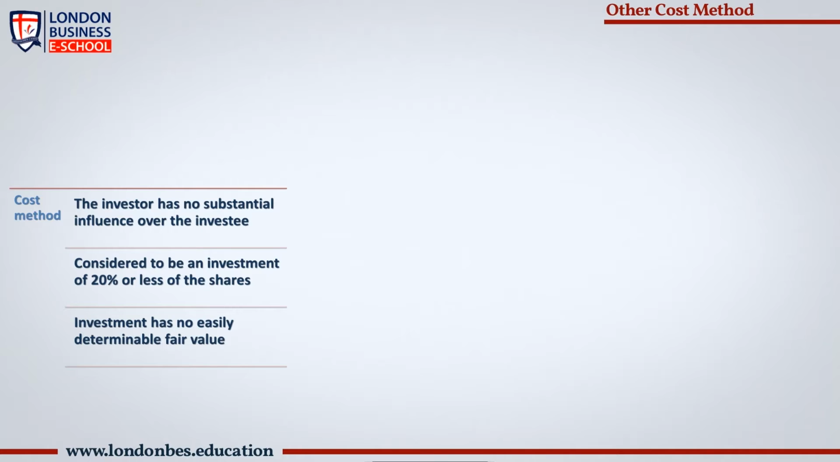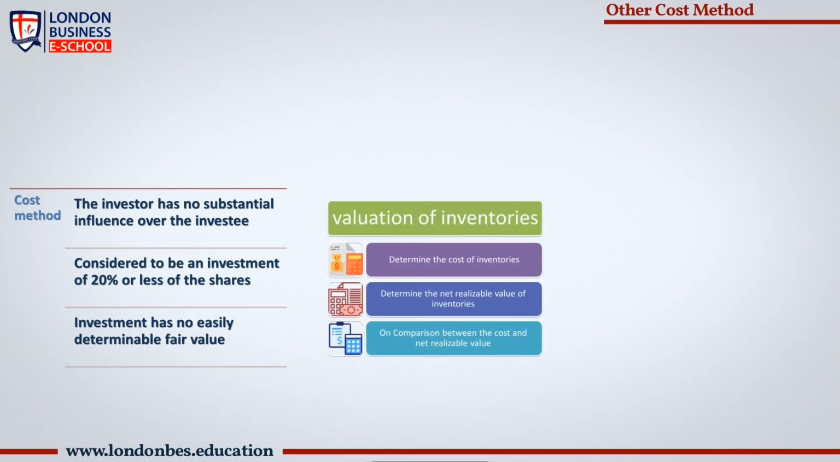Valuation of inventory using output values. Inventories should be valued at lower of cost and net realizable value. Following are the steps for valuation of inventories. A. Determine the cost of inventories. B. Determine the net realizable value of inventories. C. On comparison between the cost and net realizable value, the lower of the two is considered the inventory value. A comparison can be made item by item or by the group of items. Refer to case studies given at the end of the article.